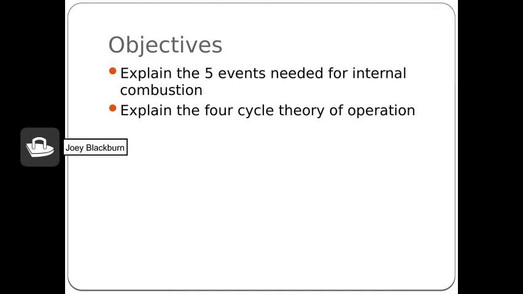Our two objectives for this module are explaining the five events that must occur for internal combustion, and explaining the four-cycle theory of operation. We're going to have many things going on in an engine at the same time for the engine to work. So we're going to work through these kind of linearly so that it makes sense as we go, but we have to understand that a lot of these items are happening either at the same time or very quickly.